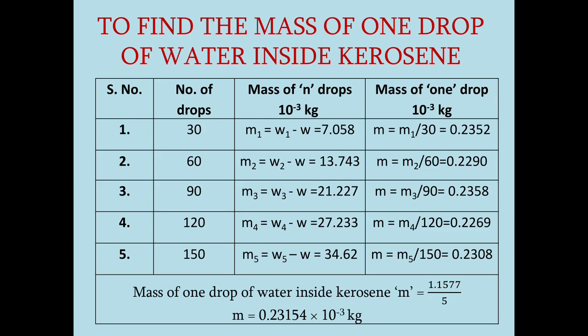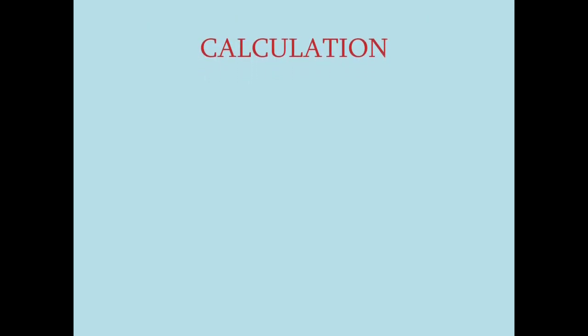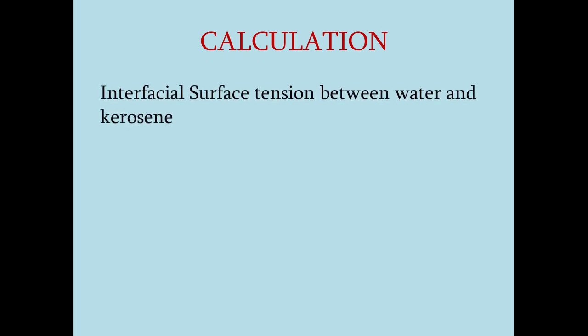Then to get one drop of water, we have to divide it by 30. You will get 0.2352. The same way we can do it with 60 drops, 90 drops, 120 and 150 drops. In the last column we can see the mass of one drop of water is constant. So we can average all these 5 values. We add all these 5 values and divide by 5, and we get m to be 0.23154 into 10 power minus 3 kilogram. We can use the same radius here also.